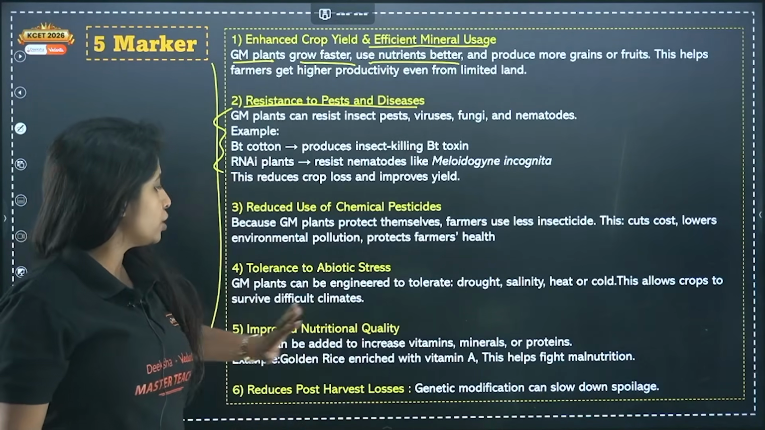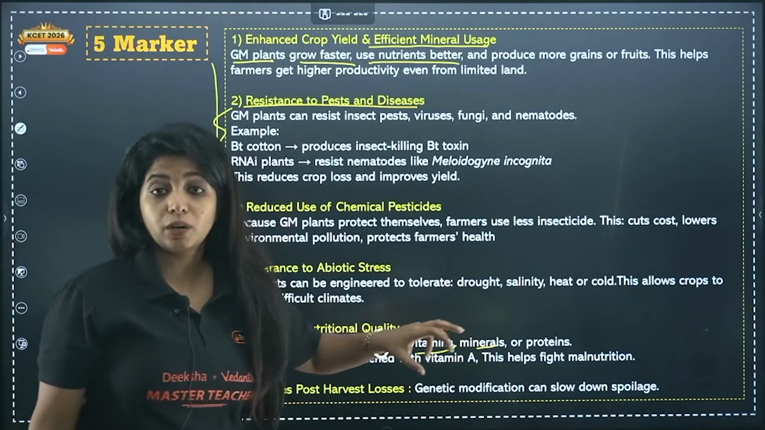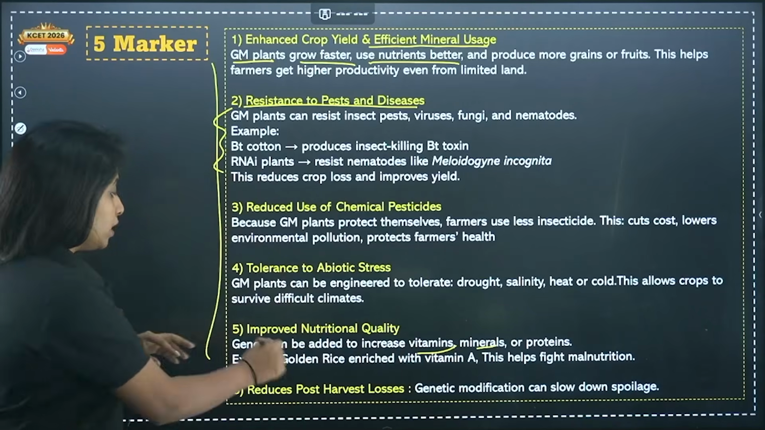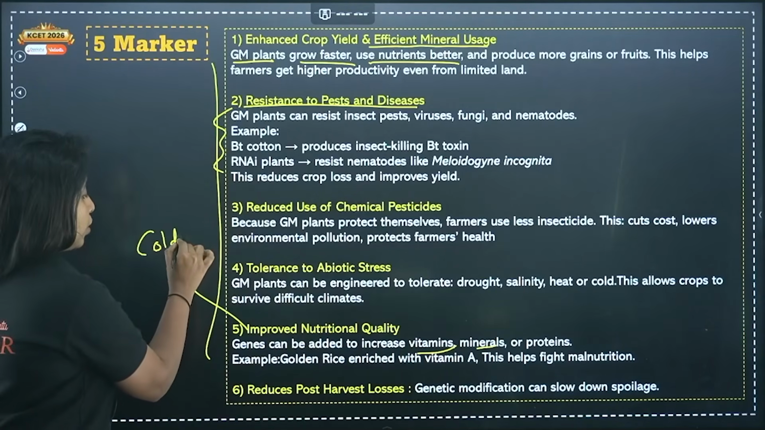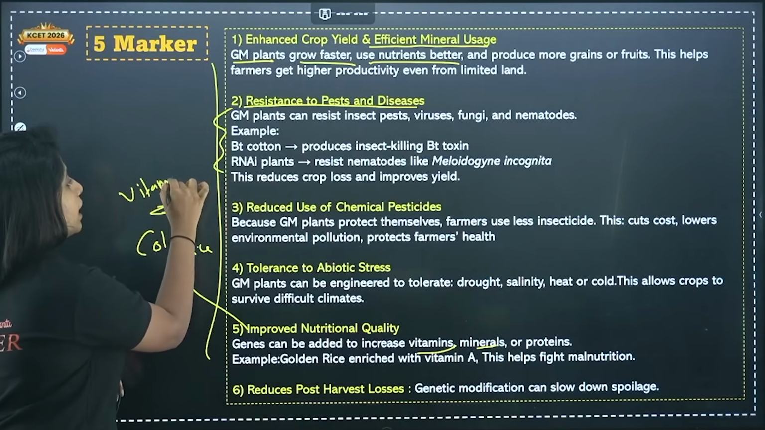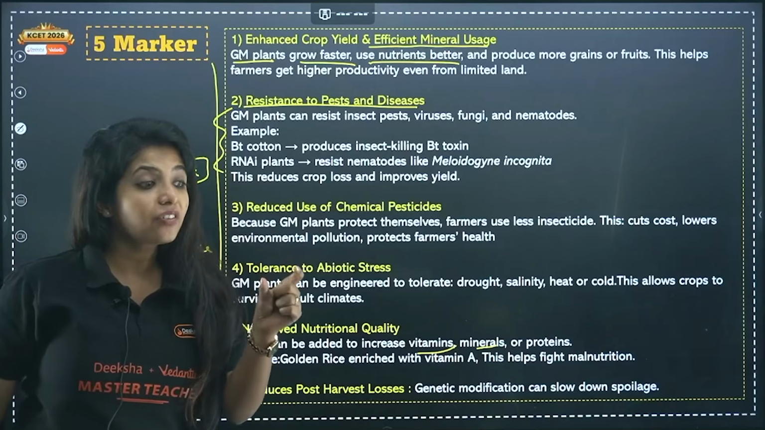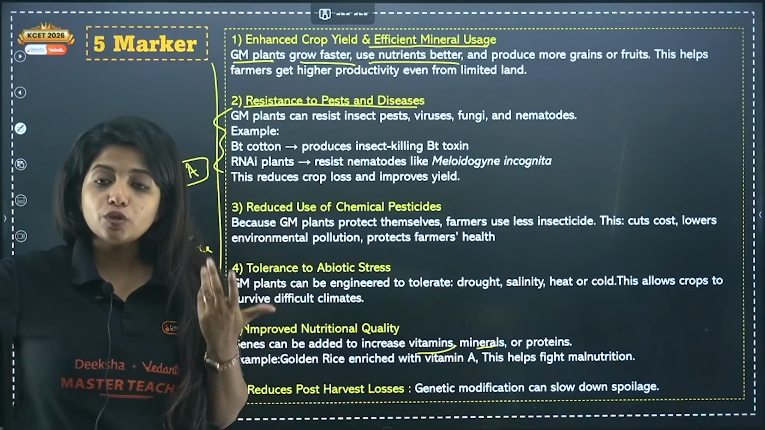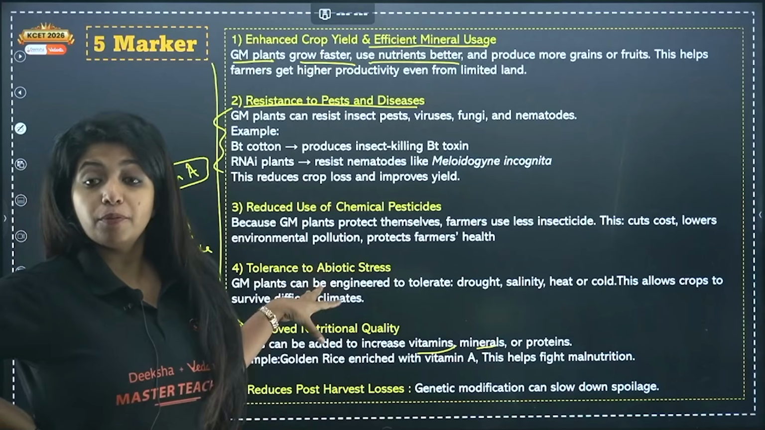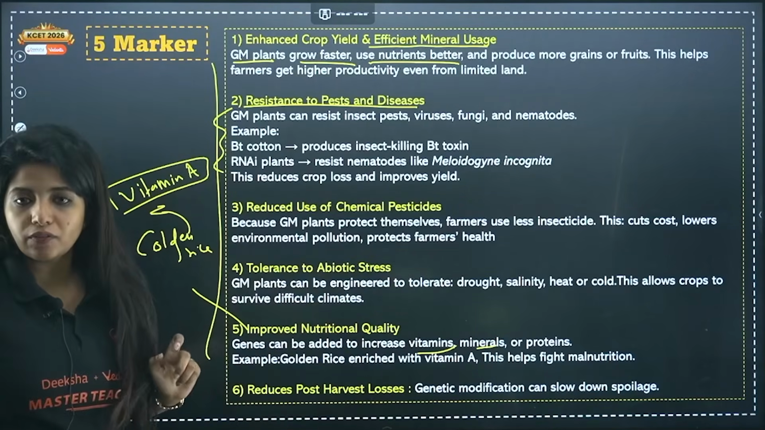Now, improved nutritional quality. Genes can be added to increase the vitamins, minerals, etc. For example, have you heard about golden rice? Why do you call it golden rice? Because, my dear children, it has vitamin A in it. So I am basically having a rice which gives me vitamins, and this was super useful for people who were facing malnutrition in Africa. Okay, so improved nutritional quality with the help of introduction of all these vitamins, minerals and everything.